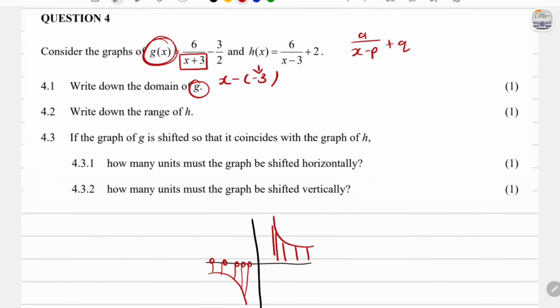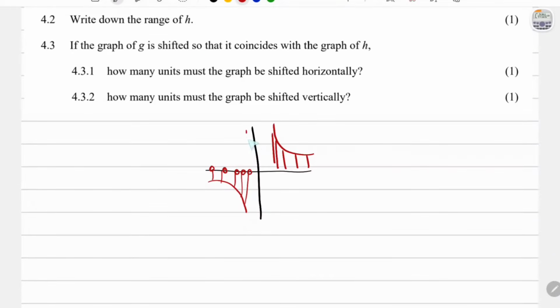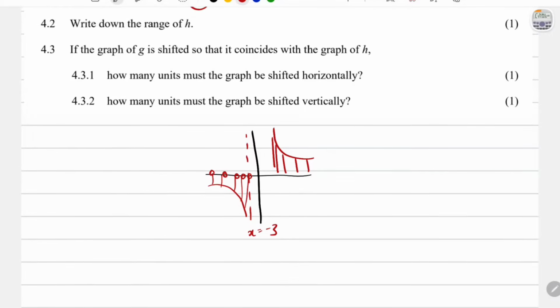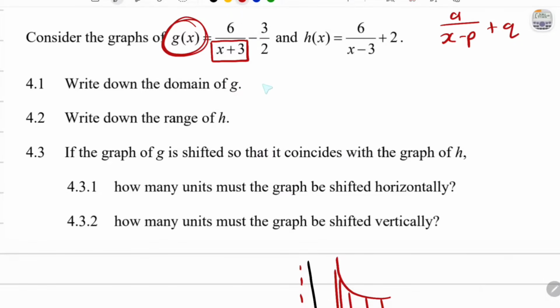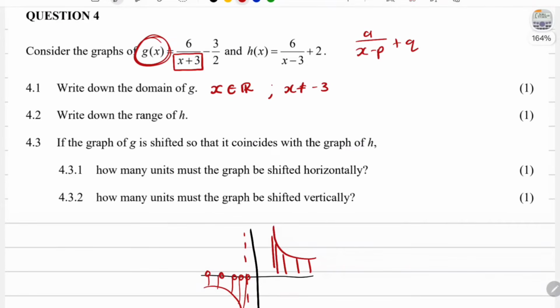You take that value. So it means that we have an x is equal to negative 3 over here. And this is the only place that the graph will not cross. Okay, the only x values will not cross. So for your domain, we say x is an element of all real numbers. It will have every single x value that is on the number line, but x will not be equal to negative 3. And that's how it is. Simple like that.